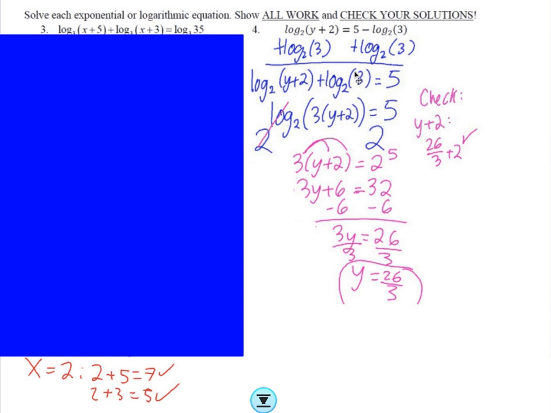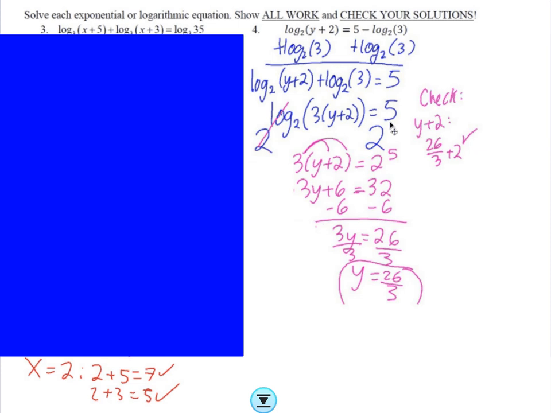So I'm going to add log base 2 of 3 to each side. Do that here, and then I get log base 2 of y plus 2 plus log base 2 of 3 is 5. Then I need to condense on the left-hand side. The 3 and the y plus 2, because we're adding here, are multiplied. Then, once we have this set up, it's log equals constant, we're good to go.